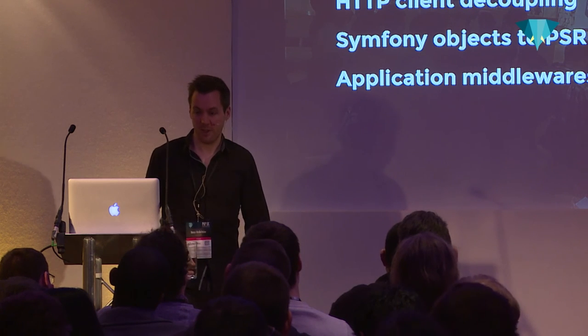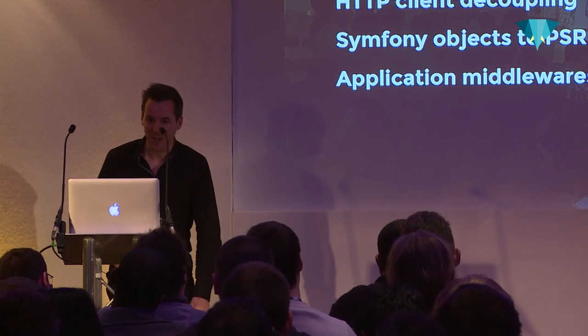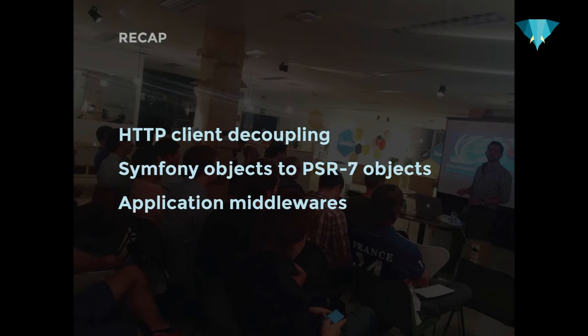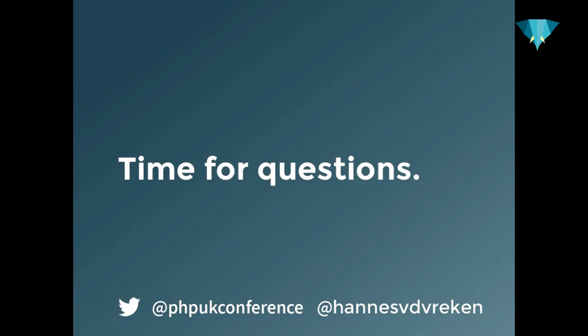As a recap for this last chapter, I talked about decoupling the HTTP client by using the HTTP adapter. I talked about Symfony objects and how to convert to PSR 7 objects and back. And I also talked about application middlewares. These are also middlewares like Guzzle middlewares, but somewhat different. Cool. First chapter was PSR, second one was Guzzle, and the third one was how to use PSR 7 in your current applications. Cool. Time for questions.